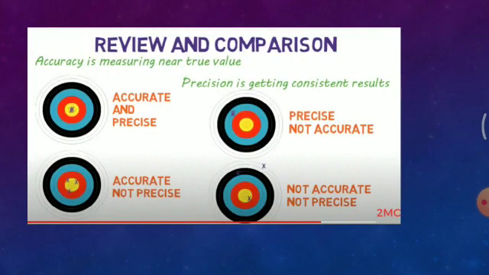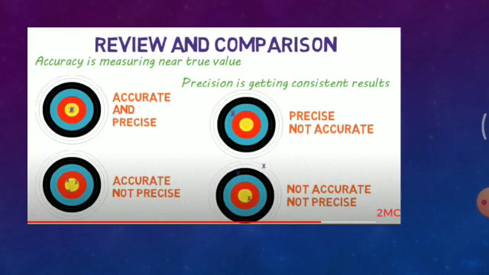Now we'll compare accuracy and precision. Accuracy is measuring near the true value. Precision is getting consistent results. Now let us see these four examples. In the first picture, the three shots are in the same place and nearly at the true value. This is 100% accurate and precise. Whatever the measuring instrument, it should be accurate and precise. Otherwise, the measurements will mislead us, and sometimes it will be fatal to us.